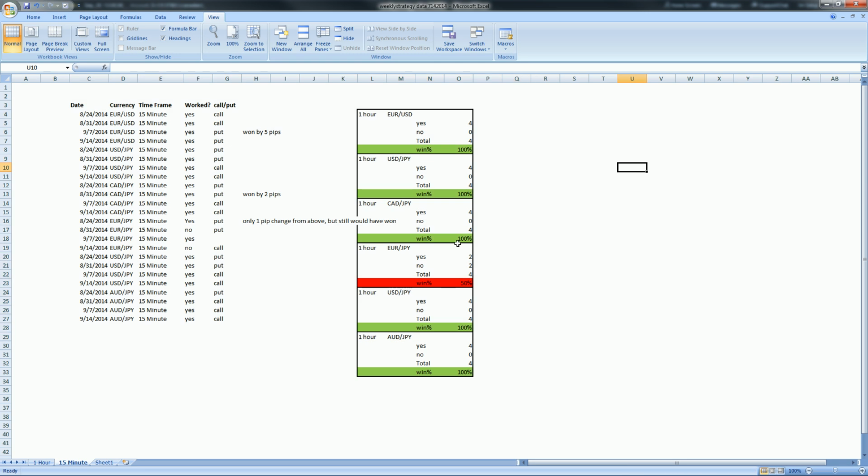So as you can see in Euro JPY, it didn't work out that well. Only twice it worked out. So that currency pair we wouldn't even look at. We would just look at the Euro USD, USD JPY, Canada JPY, and the AUD JPY. Those are the 4 currency pairs you want to look at.